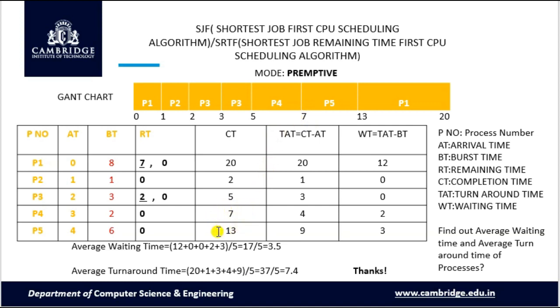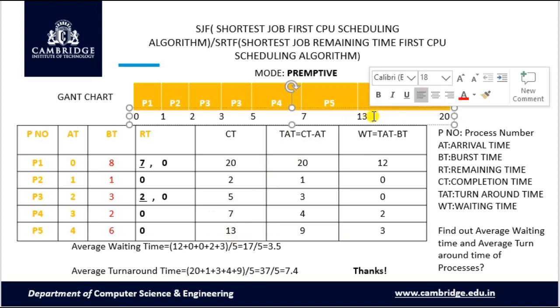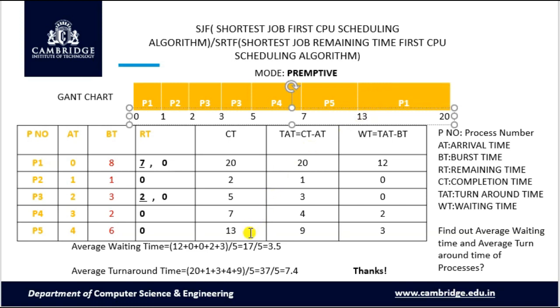Next P5. P5 completes at 13 seconds from the Gantt chart. Correct? P5 is completed at 13 seconds. This is how you have to mention all the CTs, that is completion time of the individual processes.